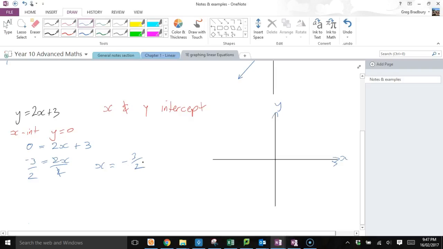So we can mark that on our graph. Next, x equals negative 3 over 2 is here somewhere. It doesn't matter too much where it is. We're not graphing, we're just sketching, so the point is the only important thing.